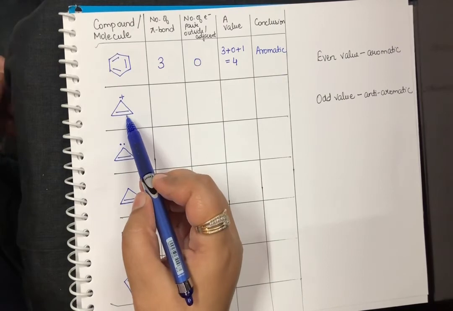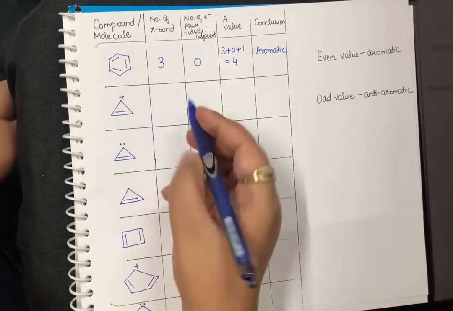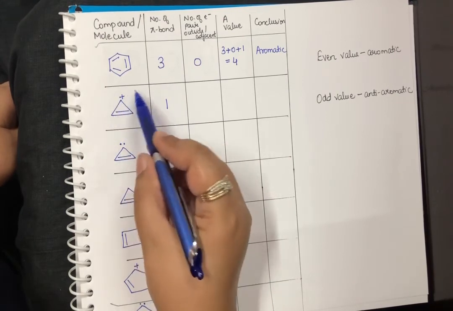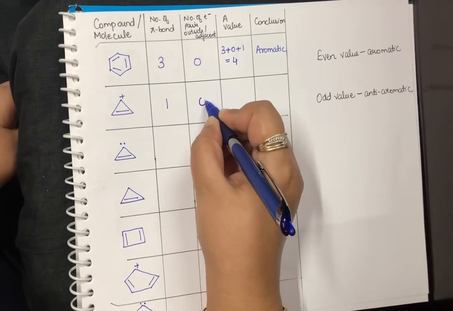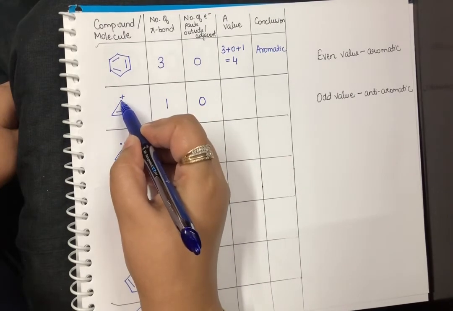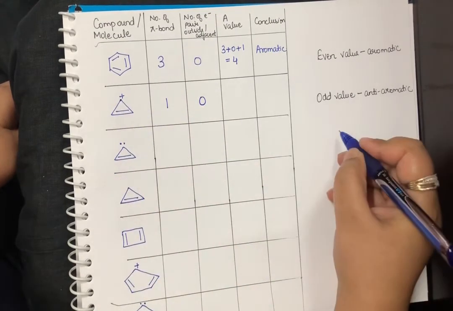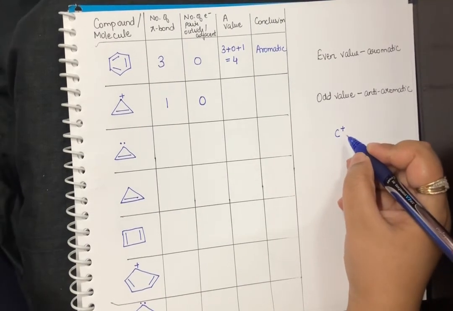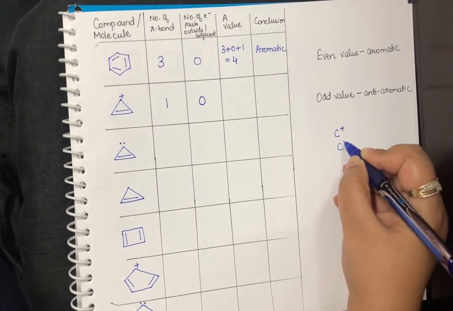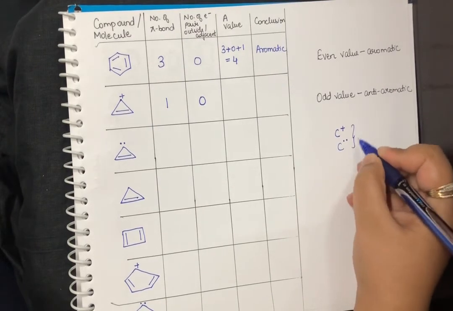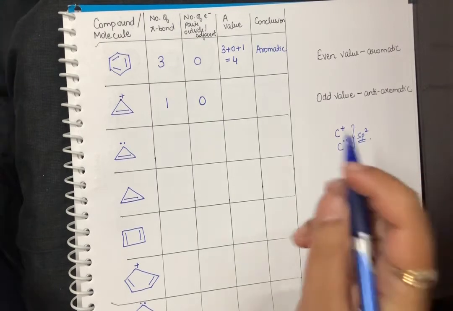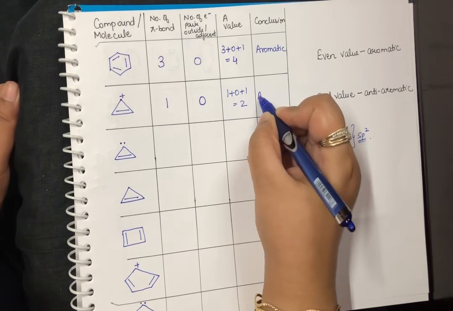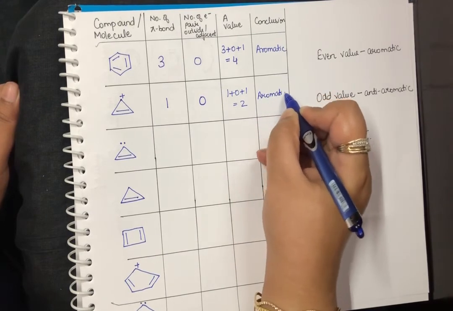Similarly, if I talk about this particular compound, how many pi bonds are there? The number of pi bonds is 1. How many electrons are outside? There is no electron, so this is going to be 0. Now you can also say that this carbon is sp3. No, this is not sp3. Whenever there is a carbon with a positive charge, or a carbocation, or a carbon with a lone pair, they are both considered to be sp2 hybridized only. So now here also it is 1 plus 0 plus 1, which is 2. Again it is even, so it is going to be an aromatic compound.